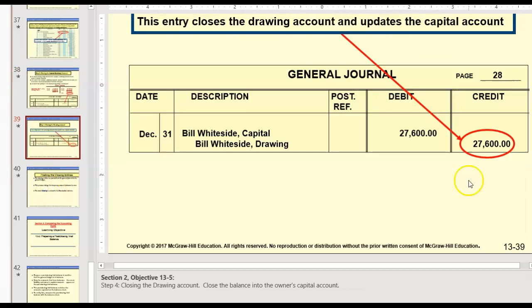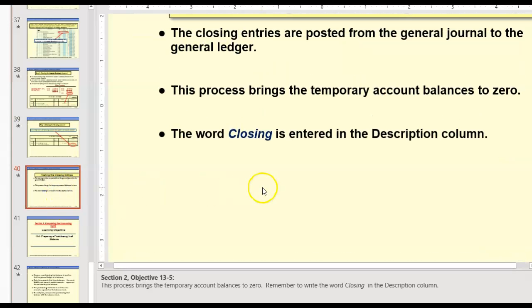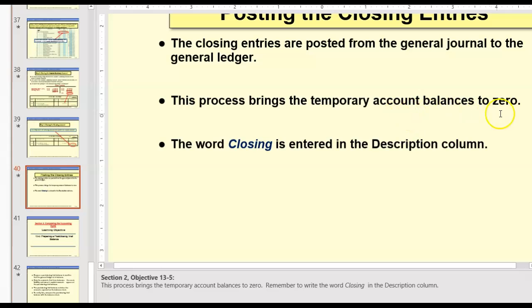Then you close the drawing. Everything that you took out, which is normally a debit, you'll credit it to make it 0, and then you'll put it in the capital account. This brings all the temporary accounts to 0. The word closing is used in the description.